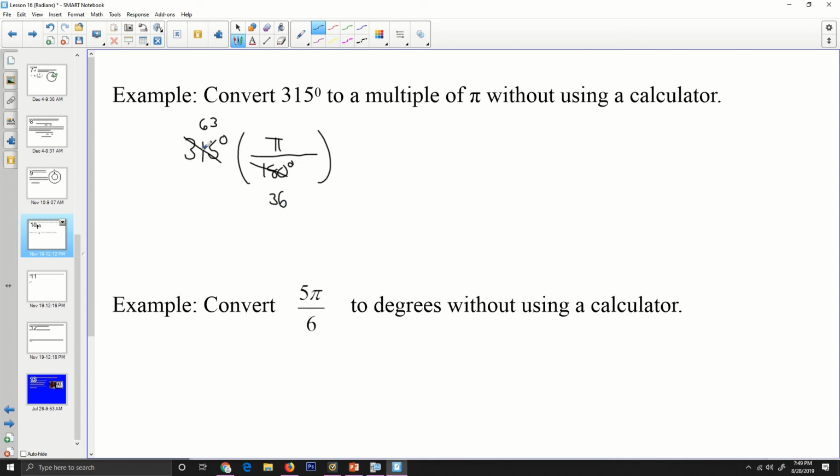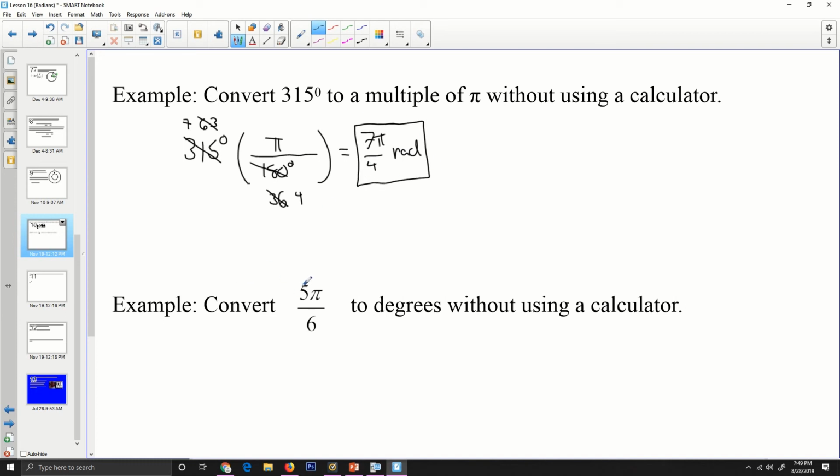And then I think I could take a 9 out of both of these terms. So if I divide 63 by 9, I'll get 7. And if I divide 36 by 9, I will get 4. And so 7 times pi is 7 pi. And then I have 4 in the denominator, so it's 7 pi over 4 radians. And we'll go with that.